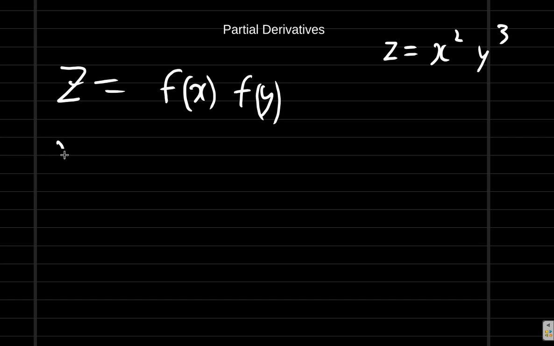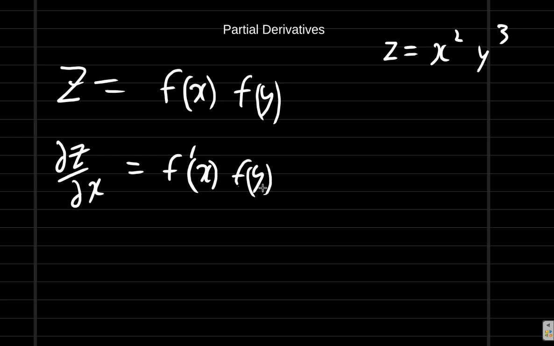Now, delta z by delta x, that means the partial of z with respect to x, would give you f prime of x, using that notation, f prime of x, f of y. It would be like saying delta z by delta x equal f prime of x would be 2x, and you keep f of y as if it is a number. So the function of y is just a number, so you don't change it. We have the first derivative of x here.